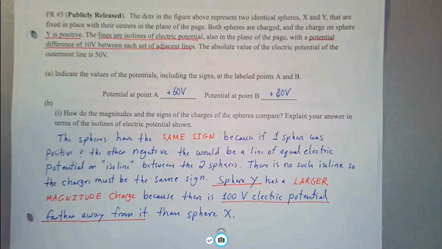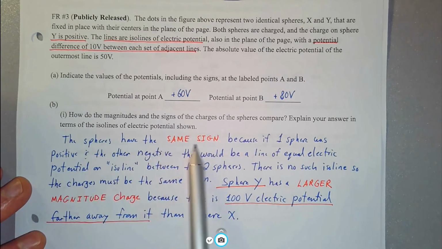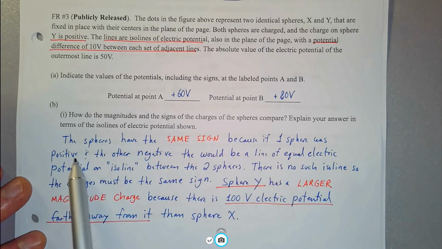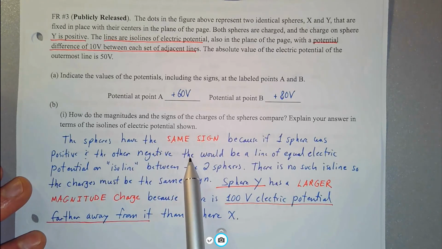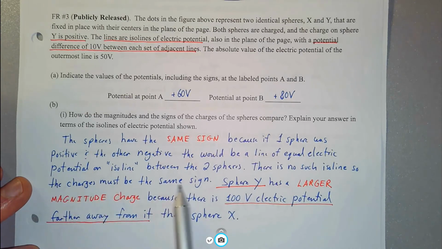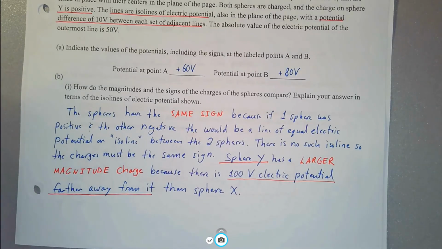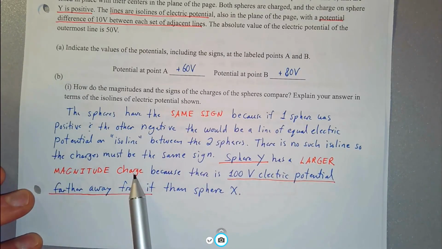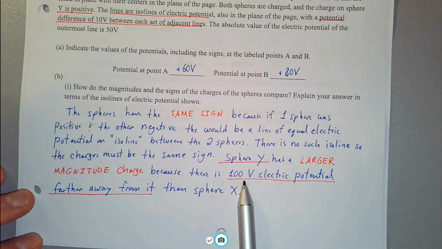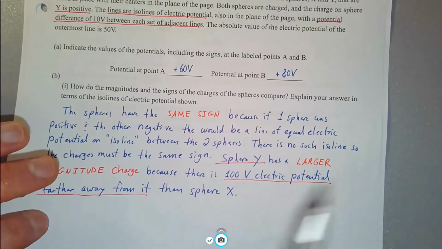I just talked through it with the diagram, but the way that I would write it out would be: the spheres have the same sign, because if one sphere was positive and the other negative, there would be a line of equal electric potential, or isoline, between the two spheres. There is no such isoline, so the charges must be the same sign, like we talked about before. And then what about the size of the amount of charge? Sphere y has a larger magnitude charge because there is a 100 volt electric potential farther away from it than sphere x. I think that would be a sufficient answer for those two questions.